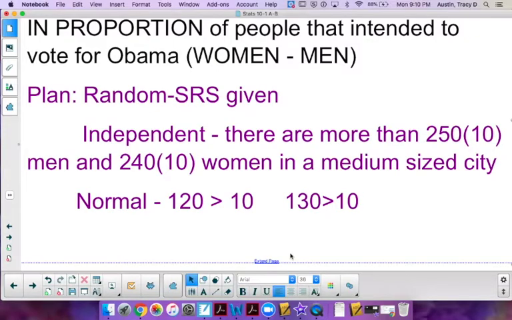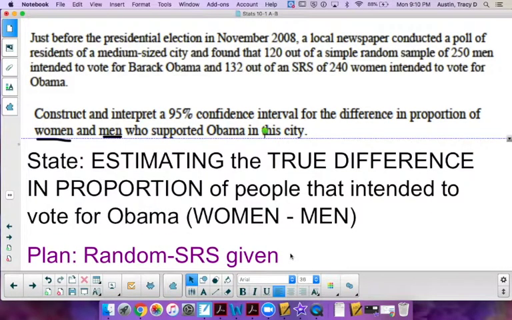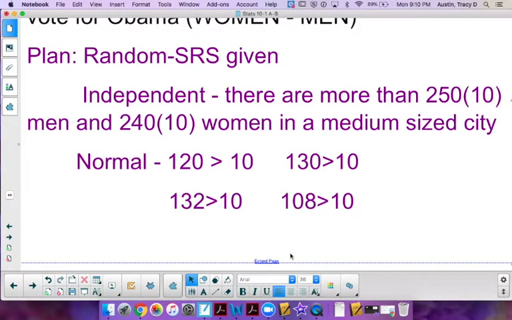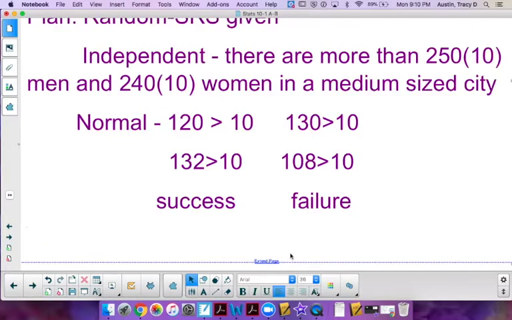All right, and then we go for the women. For the women, 132 is greater than 10. And 108, right? It's greater than 10. And again, up underneath of it, you can just put success and failure. Please make sure you put the all-important approximately normal. And yes, I capitalized the word normal because it is in statistics a proper term.